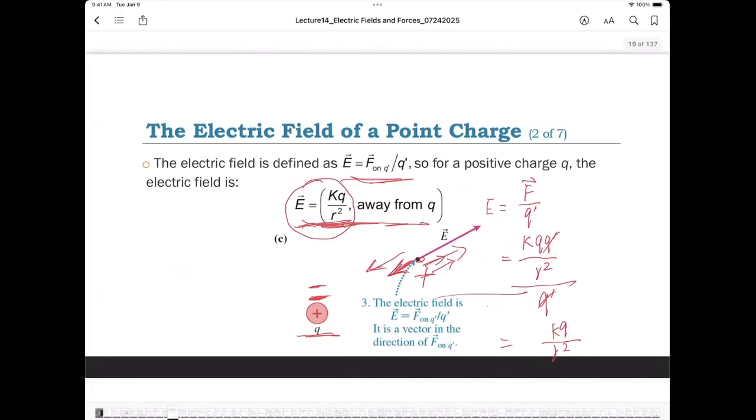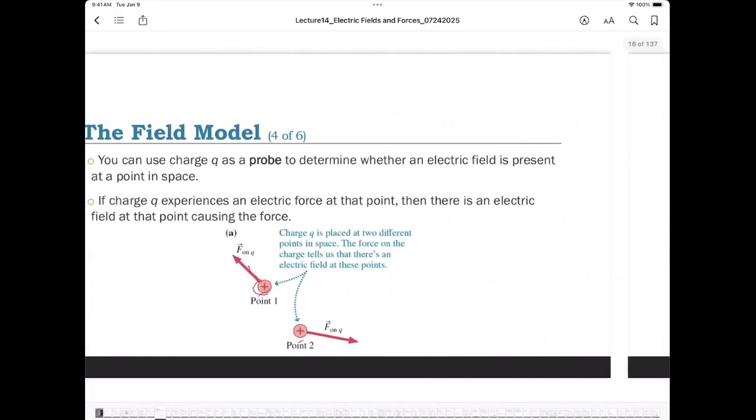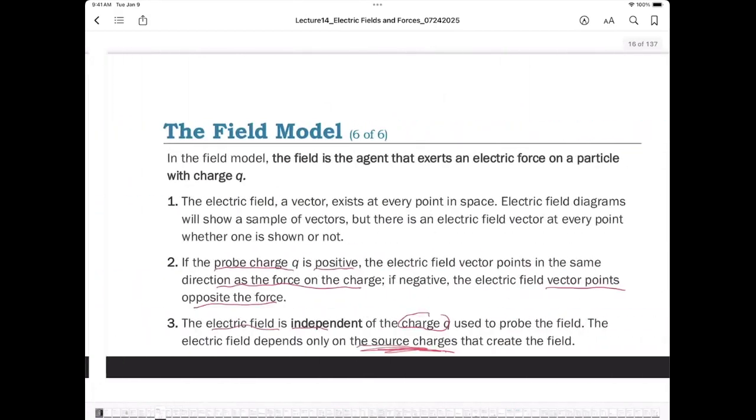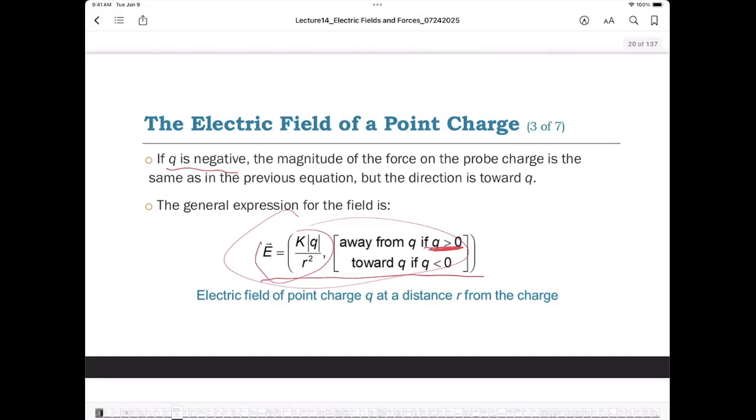Let me show. Yeah, there is a table here. You can see here. If you check this table, you will see our result makes sense. Okay.